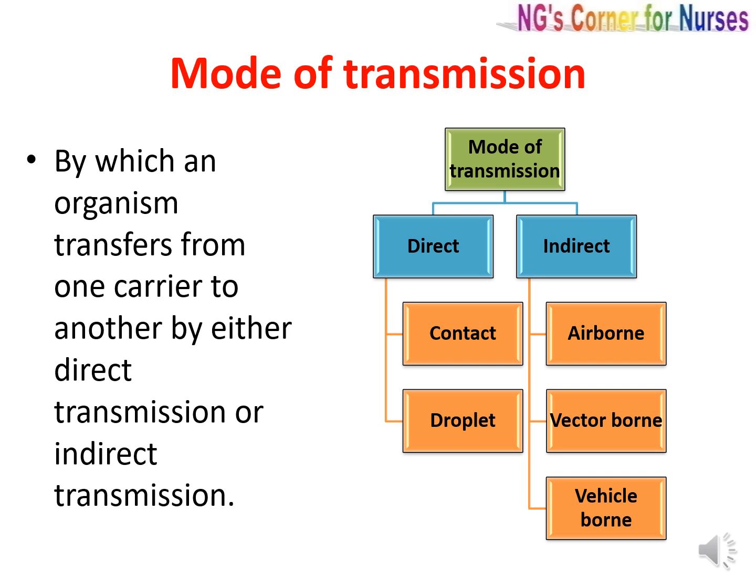Next is mode of transmission, by which an organism transfers from one carrier to another by either direct transmission or indirect transmission. Direct transmission is up close and immediate. Direct contact involves physical contact between the source or reservoir, such as an infected person or animal and a susceptible host. For some diseases, direct contact may involve kissing or other skin to skin contact.